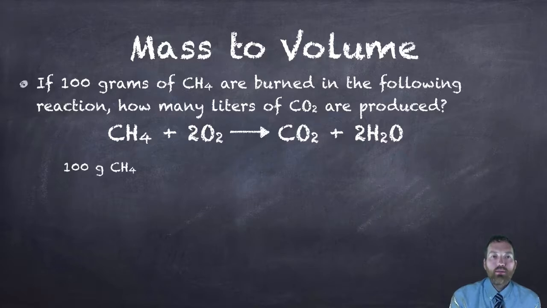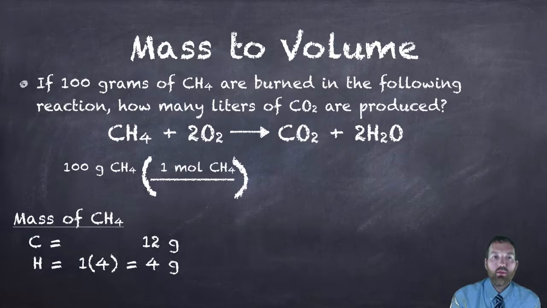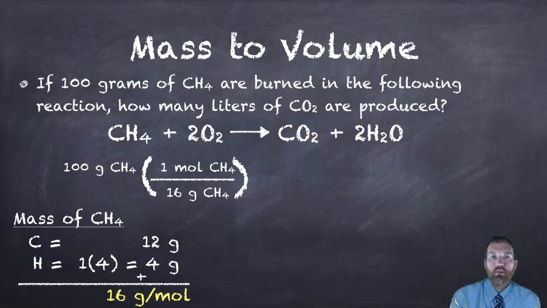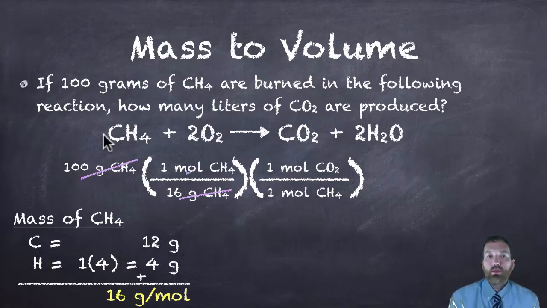Okay, 100 grams of CH4. First step is to convert that into moles. To do that, we need to divide by the molar mass. CH4 contains a carbon, which weighs 12, and 4 hydrogens, which each weigh 1. 12 plus 4 is 16 grams of CH4. Next, we want to set up our mole-mole ratios. We want to convert out of moles of CH4 and into moles of CO2. It's a 1-to-1 ratio. For every 1 mole of CO2, I have 1 mole of CH4. So that will cancel off moles of CH4 and moles of CH4.